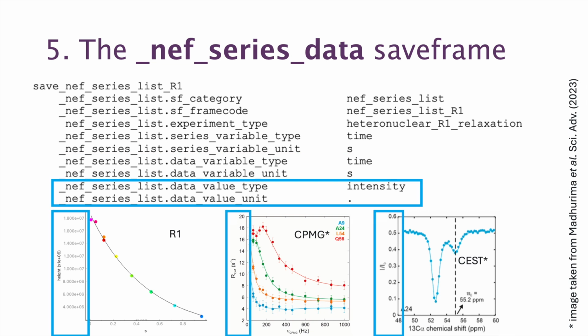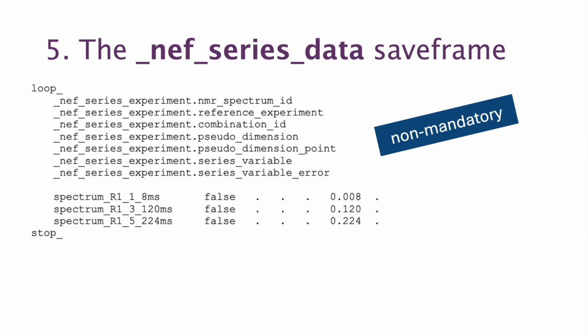And then finally, you have the data value, which is essentially what is on the y-axis of these graphs. So for R1, this is a measured intensity, but for a CPMG or CEST experiment, it would be a relative value. We propose a non-mandatory loop termed the NEF series experiment loop. It simply defines a set of NMR experiments that form a series, or it could be a set of planes from an experiment with a pseudodimension, and they are then related to a variable that changes. So here, for an R1 series, you would simply have the relaxation time that increases.